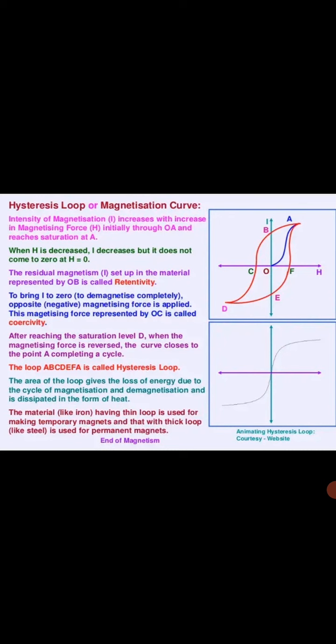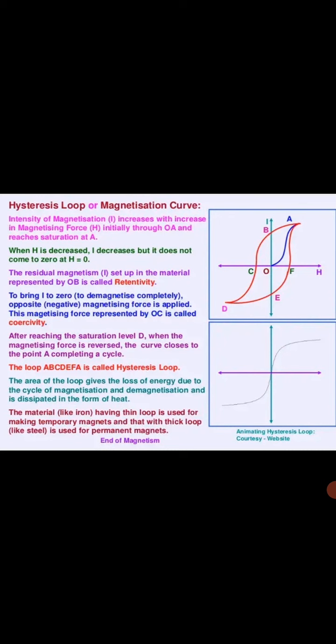Now when H is decreased, when you start decreasing the value of H from the right to left direction, from the point F, you observe that the intensity of magnetization also starts decreasing from the point A. And when the value of H becomes 0 at the point O, you will observe that the graph traces its path from A to B.